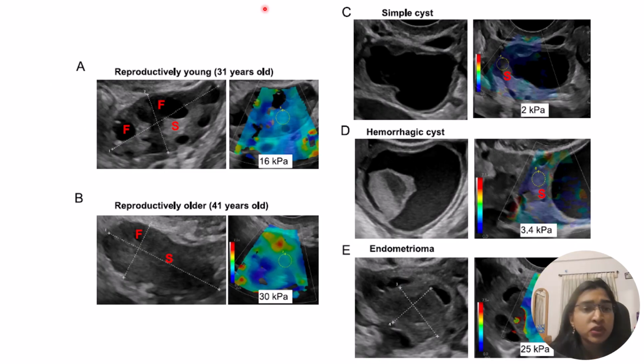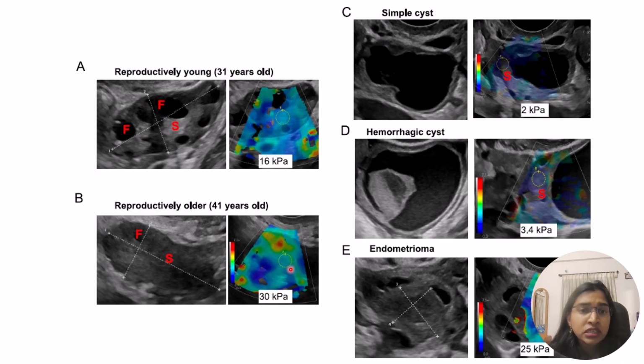So, the first picture you see is of a reproductively young 31-year-old female, and here the Young's modulus value is 16 kilopascal. In all these pictures, ovarian stiffness measurement is given. So in a 31-year-old patient with 15 AFCs per ovary, it is showing a normal ovary. This picture is of a 41-year-old with only 2 antral follicles per ovary.